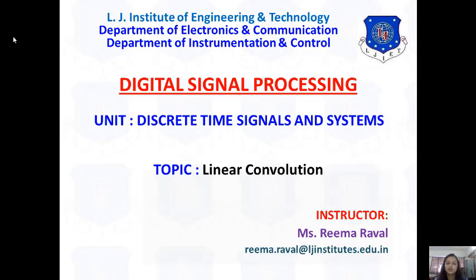In today's session, we are going to see the topic Linear Convolution from Unit 2, Discrete Time Signals and Systems. In the previous session, we saw the linear convolution formulas and methods, and we studied two methods of linear convolution. In this session, we are going to consider examples for the third method. So let's start with that.